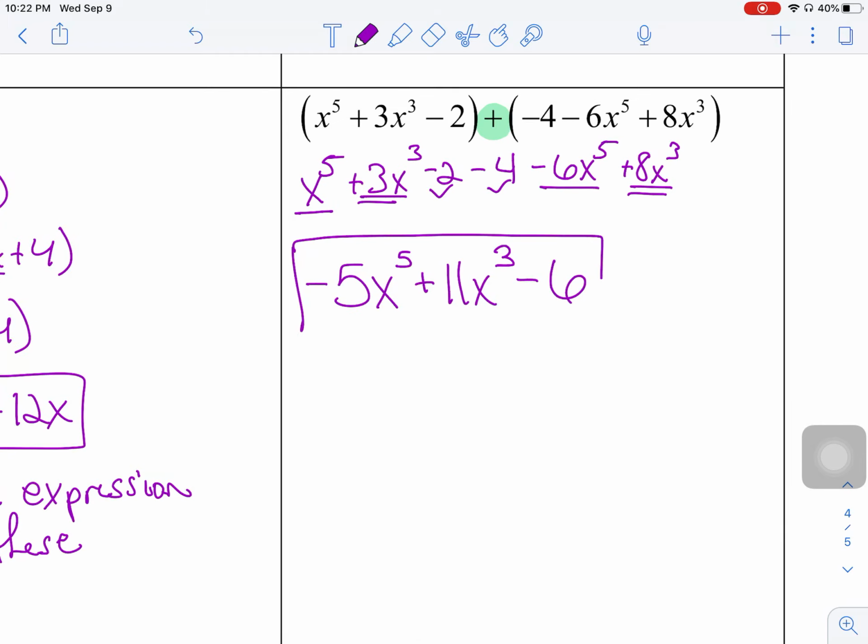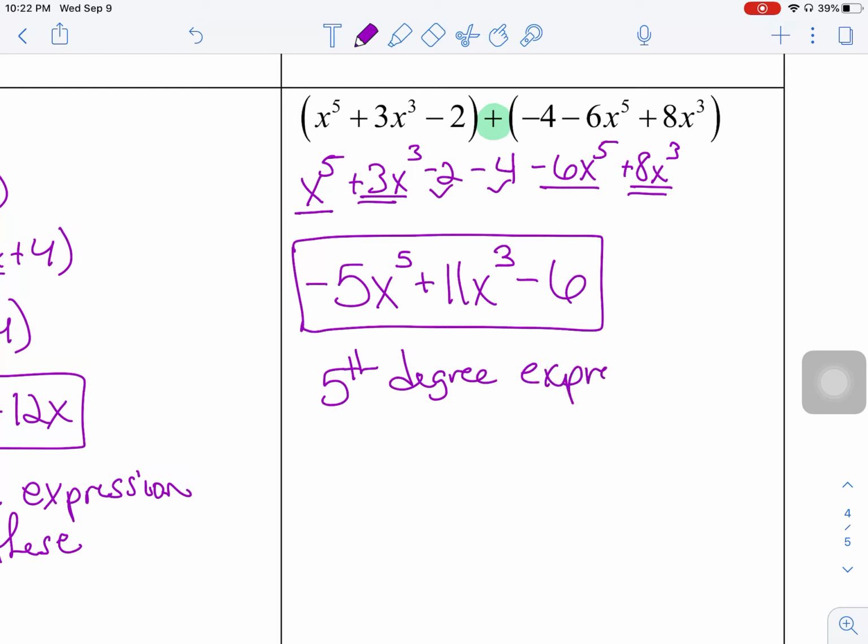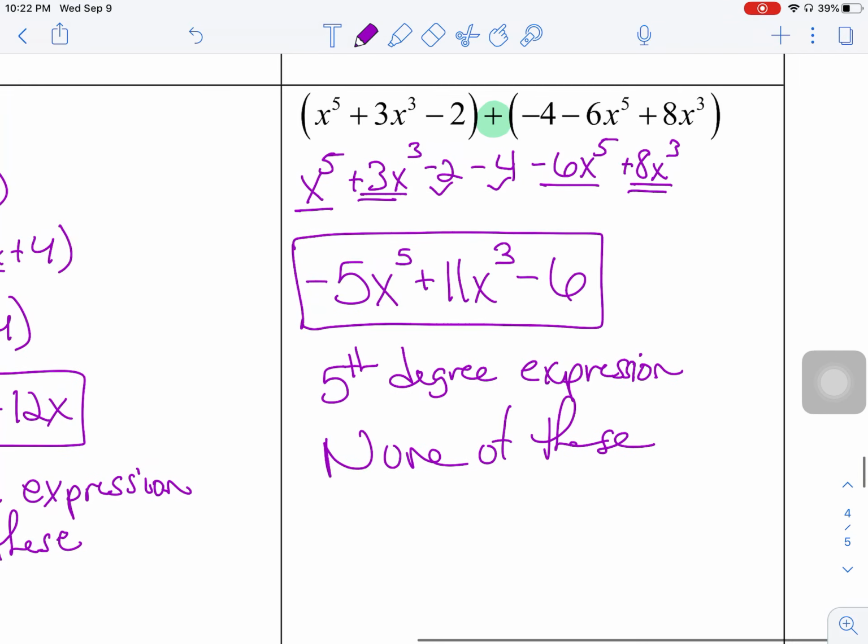So that is simplified. Please do not combine these two terms. X to the fifth is not like x to the third, so you can't combine those. If we find our x, we've got 2 of them, x to the third and x to the fifth. Highest power is x to the fifth. So this is a fifth degree expression, which means, again, none of these. It's not linear, it's not quadratic, it is not exponential, so we classify it as none of those.